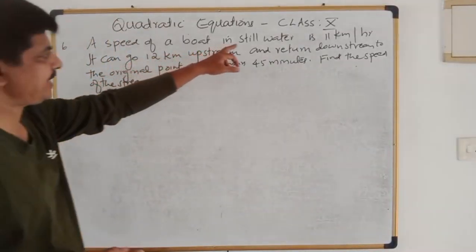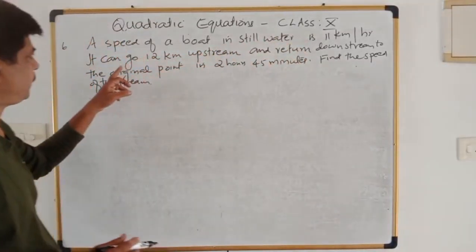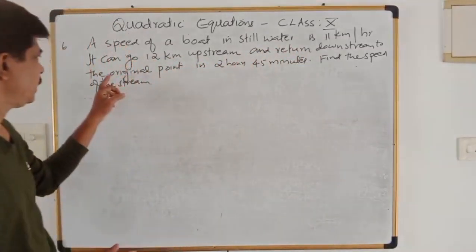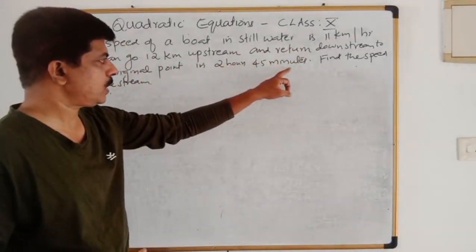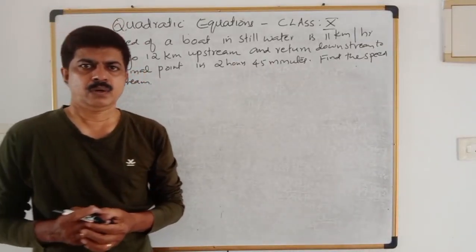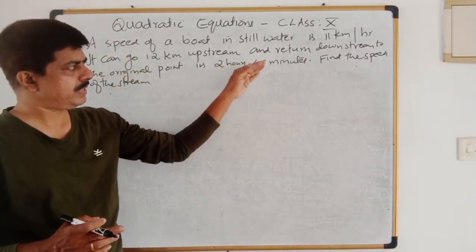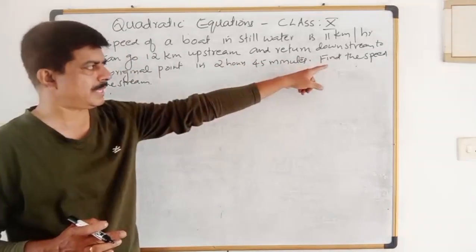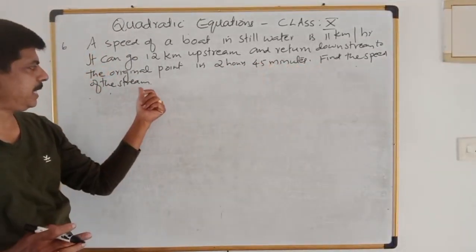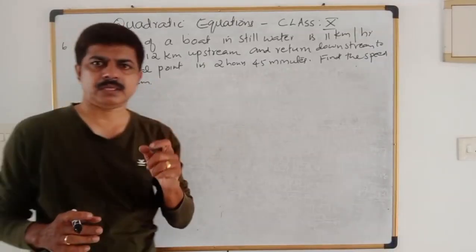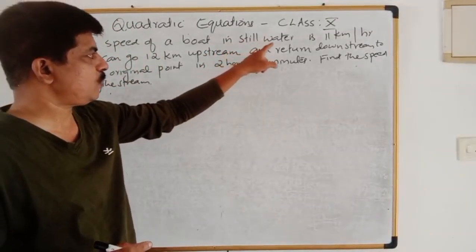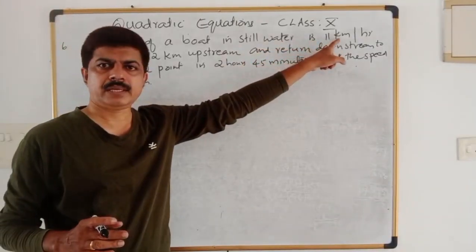The speed of a boat in still water is 11 km per hour. It can go 12 km upstream and return downstream to the original point in 2 hours 45 minutes. Find the speed of the stream. Okay, when you read the question, we understand what is unknown here. Speed of the stream is not given, but boat in still water speed is given. Boat in still water is 11 km per hour.